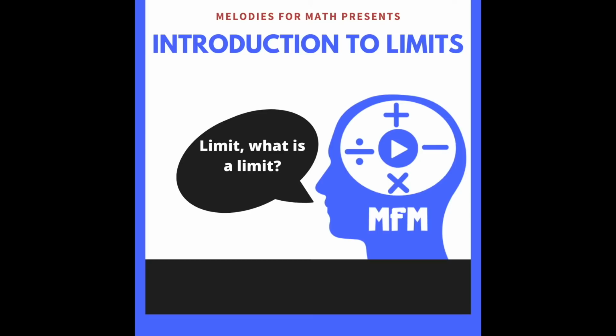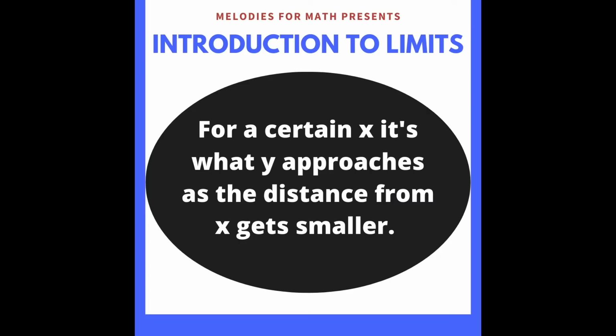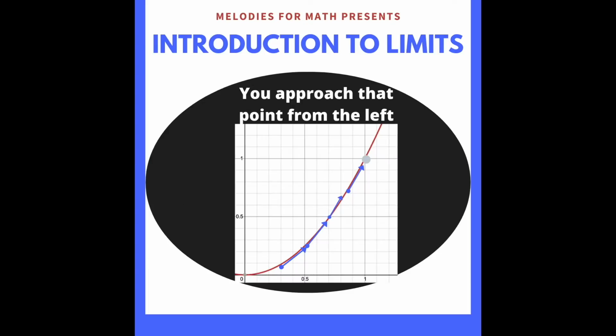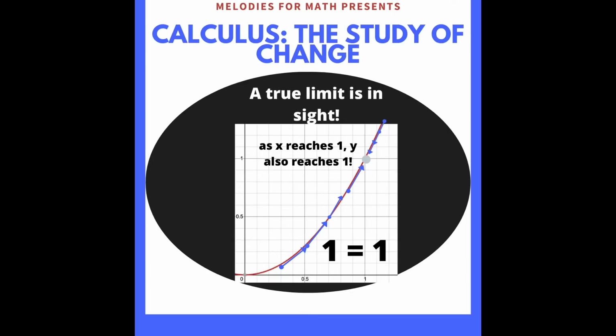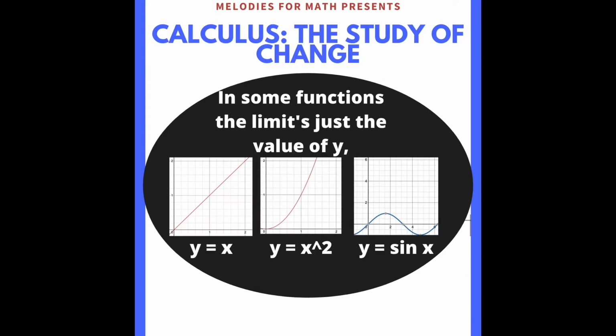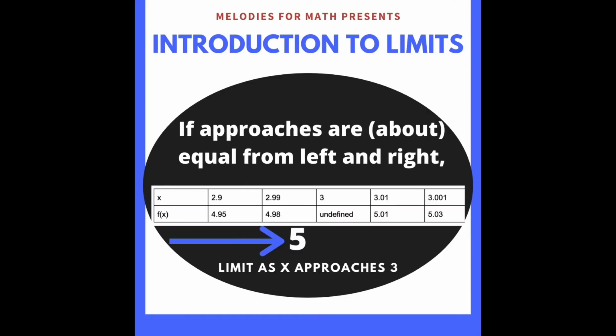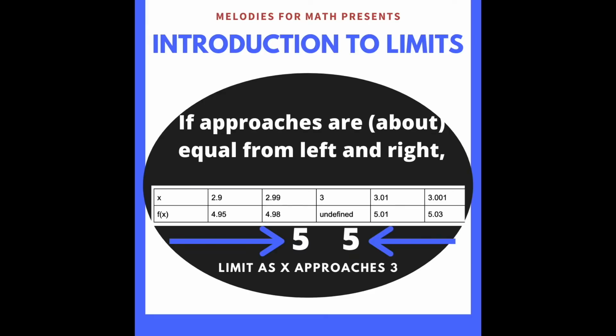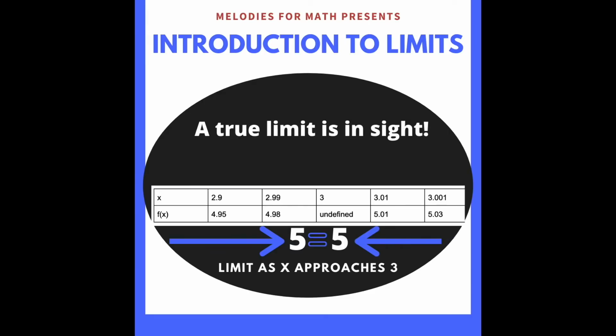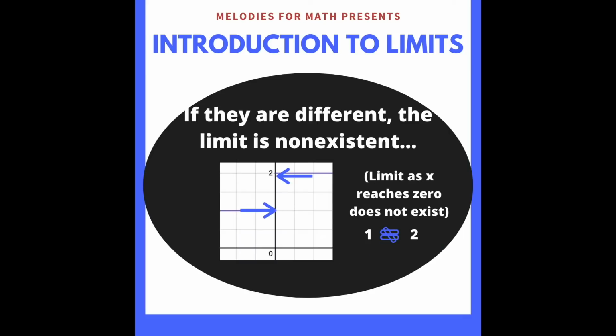Limit, what is a limit? It's simple: for a certain x, that's what y approaches as the distance from x gets smaller. You approach that point from the left and do it again from the right. If both the values equal one another, a true limit is in sight. In some functions, the limit's just the value of y. If they're not continuous, there are two different sides. If approaches are equal from the left and right, a true limit is in sight. If they are different, the limit is non-existent.